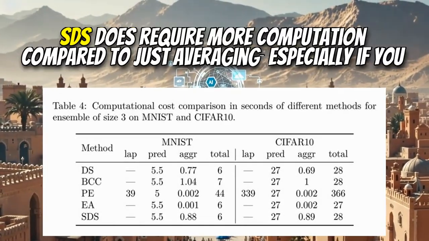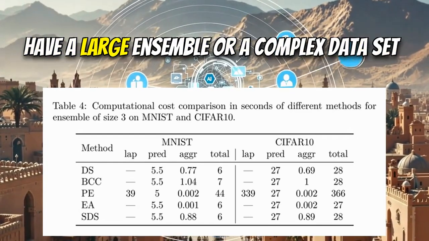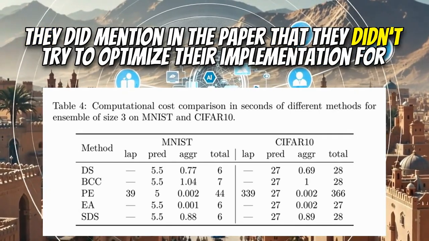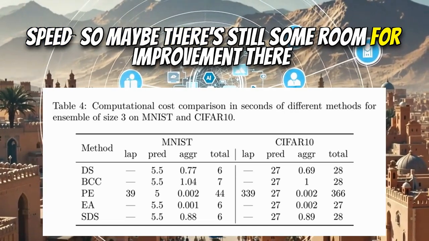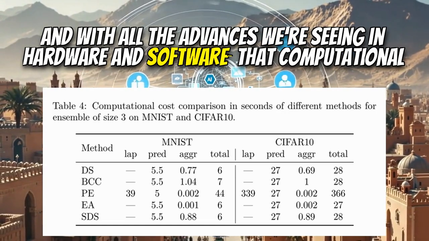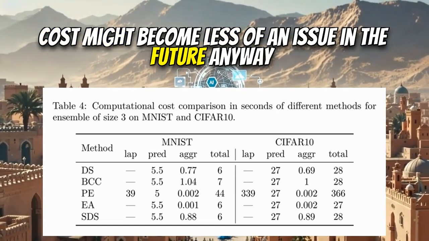Exactly. SDS does require more computation compared to just averaging, especially if you have a large ensemble or a complex data set. They did mention in the paper that they didn't try to optimize their implementation for speed, so maybe there's still some room for improvement there. Oh yeah, definitely. And with all the advances we're seeing in hardware and software, that computational cost might become less of an issue in the future anyway.